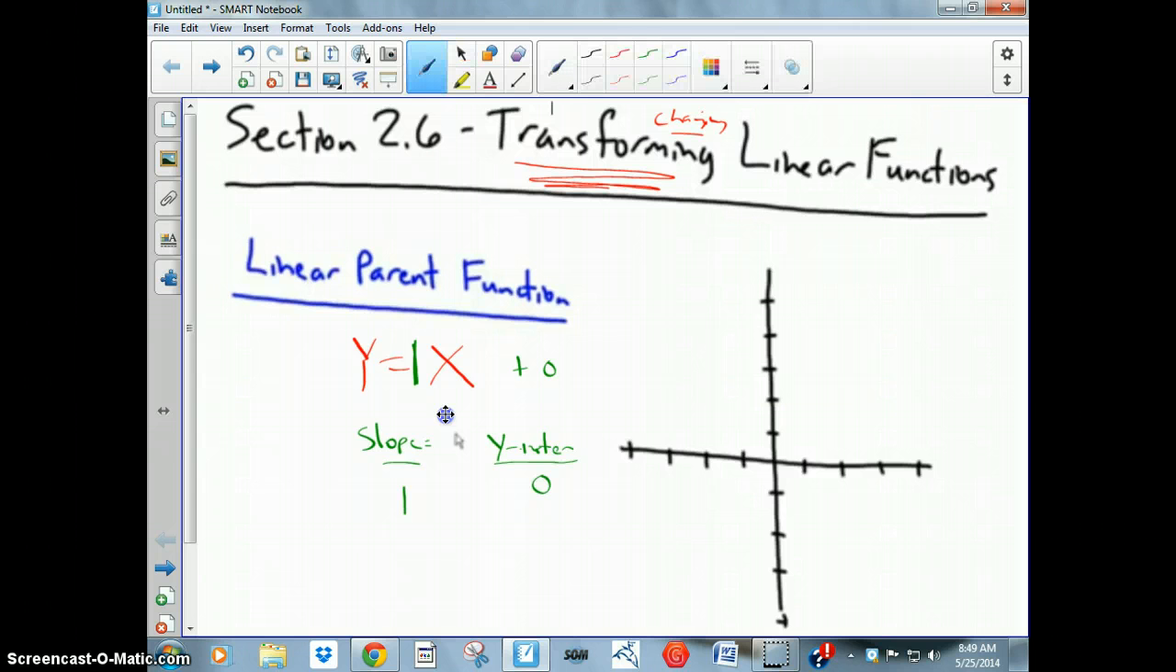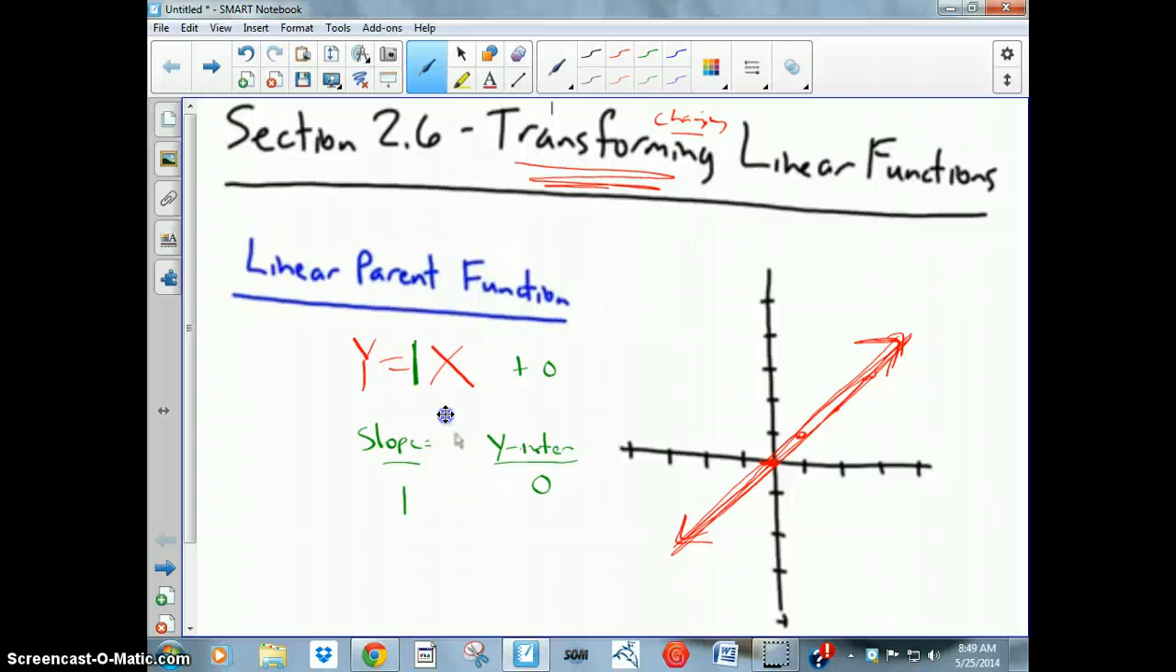So if I was to graph this, the y-intercept is 0, 0, and then I go over 1 and up 1, over 1 and up 1, over 1 and up 1, roughly on my smartboard, slightly off a little bit. But roughly you get a graph that looks like this. Please memorize that graph. This graph right here is the linear parent function. It goes at a 45-degree angle. Linear parent function looks like that.